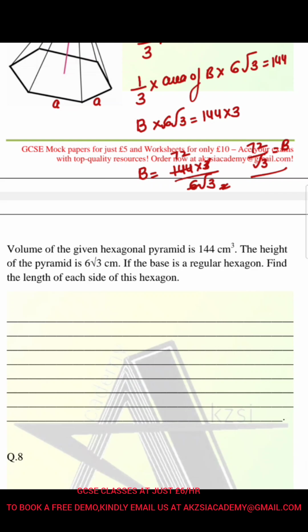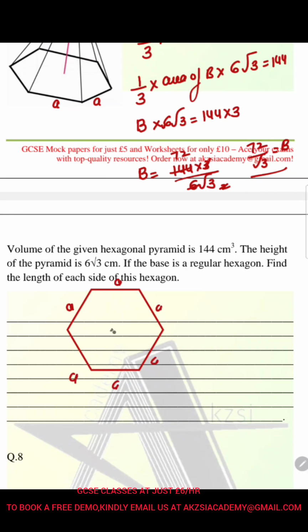I have to draw this one. This is a regular hexagon. Let me just draw it once again. This one. Okay, now each side is A.